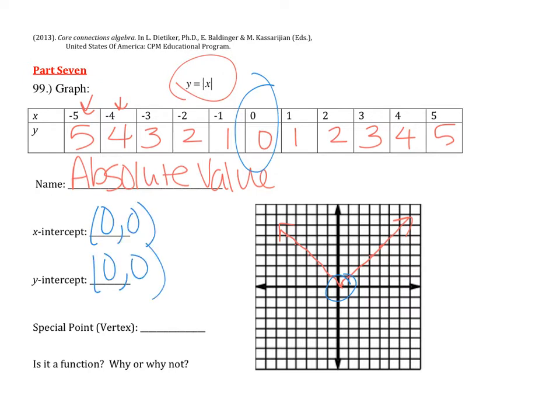So we are looking for a special point called the vertex, which is going to be the very lowest or the highest point of our absolute value function. And in this case, it's also going to be 0, 0. So it is the very lowest point of our graph. And then we want to answer, is it a function? So if we do the vertical line test, if we draw a vertical line anywhere through the graph, it is going to pass one time, so it is a function.